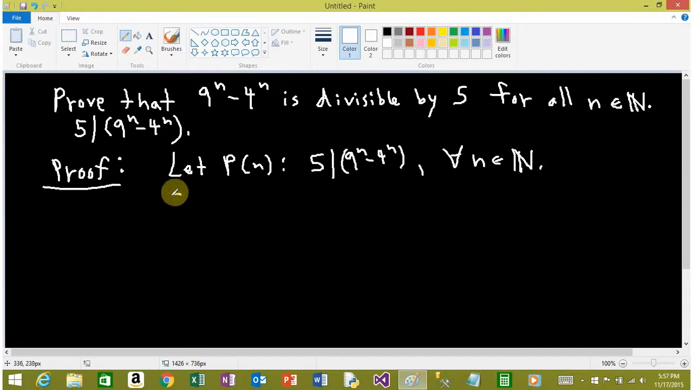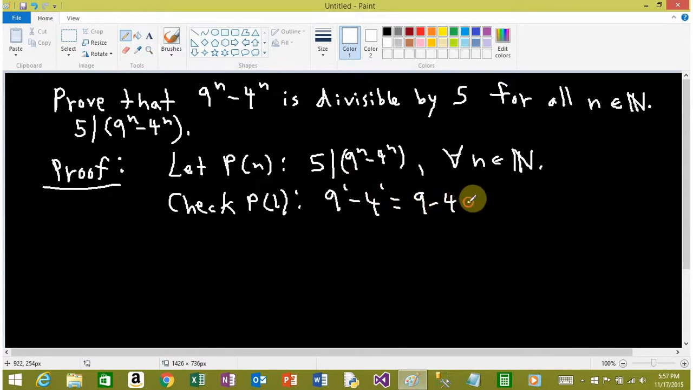And then we're going to check P of 1. So we're going to get 9 to the first power minus 4 to the first power. So that's 9 minus 4 equals 5. And that's the same thing as 5 times 1. So we know that P of 1 is true because that's divisible by 5.